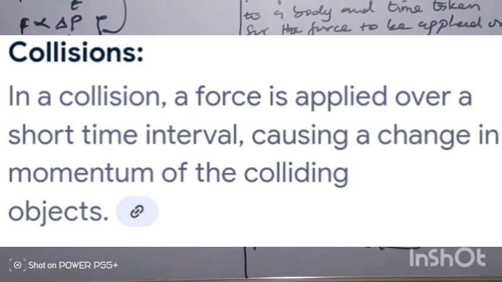The last example and application of impulse on the screen is during collision. In collision, the force is applied over a short time interval. And when this force is applied over a short time interval, it causes a change in the momentum of the colliding objects. Here are a few examples of impulse and the application of momentum as explained on the screen.